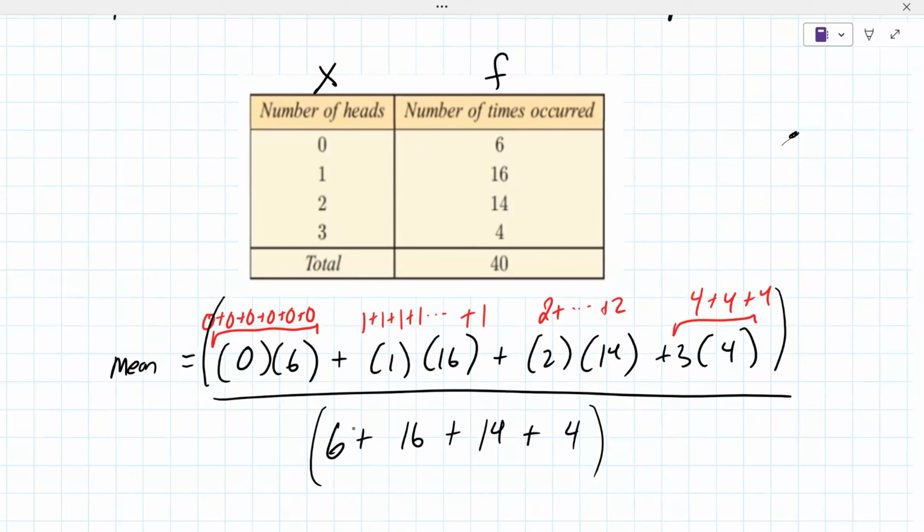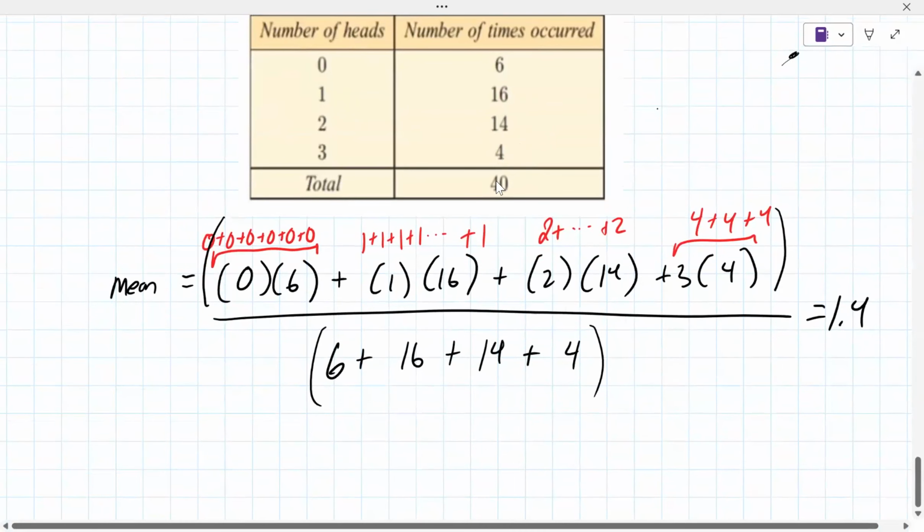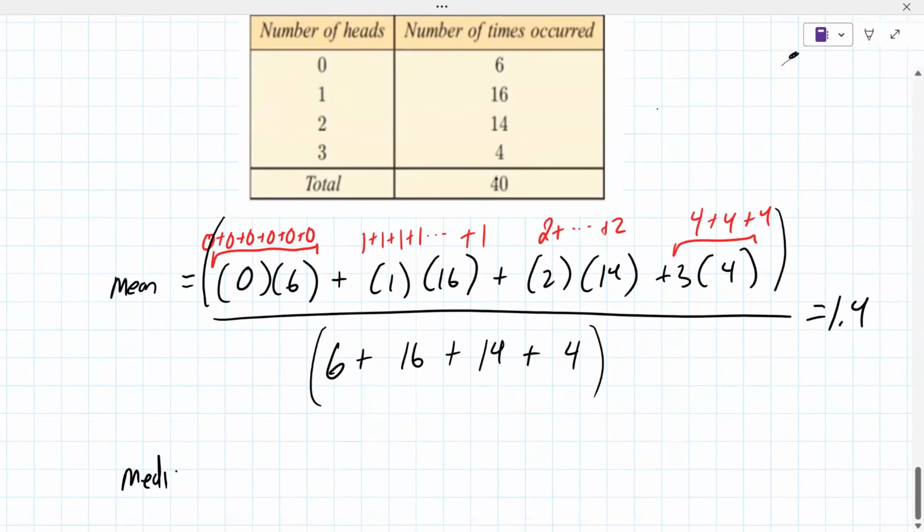One point four. Okay, 1.4, that is reasonable. Now the median's a little bit more difficult. There's 40 numbers total, and we don't want to write them all out. So the middle numbers are the 20th and the 21st. So we just have to figure out what the 20th and 21st numbers are.